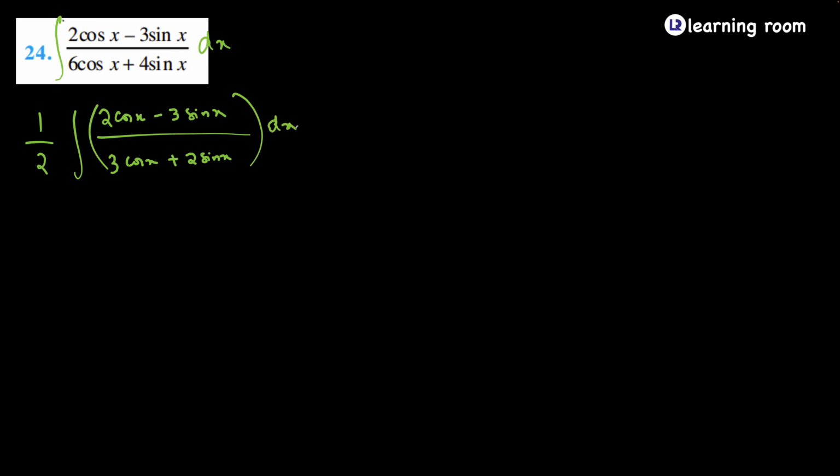If you observe, 3 cos x plus 2 sin x, if I take it as t, the numerator is exactly dt. Because 3 into what is the derivative of cos x? Minus sin x. So minus 3 sin x. Plus 2 into what is the derivative of sin x? Cos x. So what are we supposed to do here? 3 cos x plus 2 sin x, you will take it as t. So it will be minus 3 sin x plus 2 cos x times dx is equal to dt.